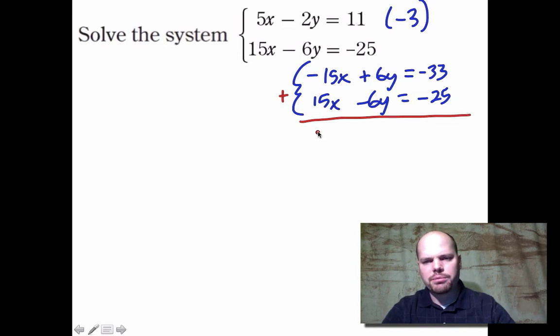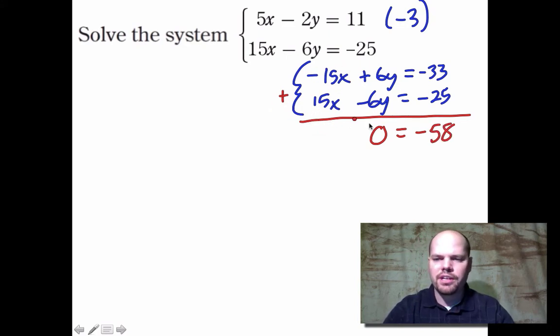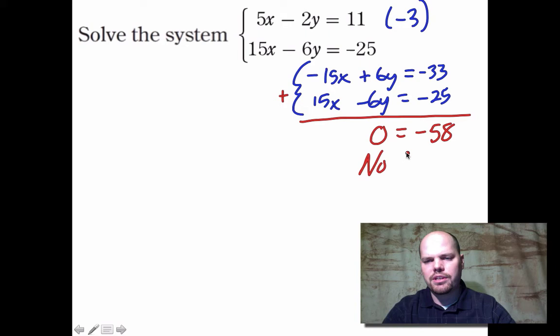Negative 15x plus 15x is 0. 6y plus or minus 6y is 0. So I end up with 0 total on the left side, and then equals negative 58. Well, what happened to the variables? They both canceled. And we ended up with a false statement, which meant that for the original two equations, there were not a pair of xy values that work for both. So this is a case where there is no solution.